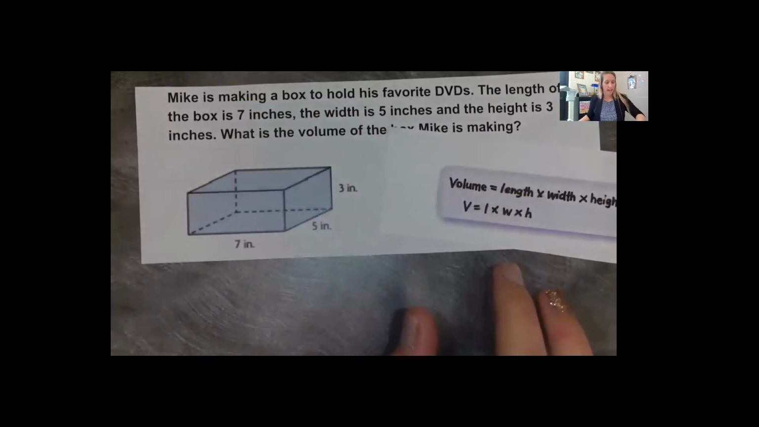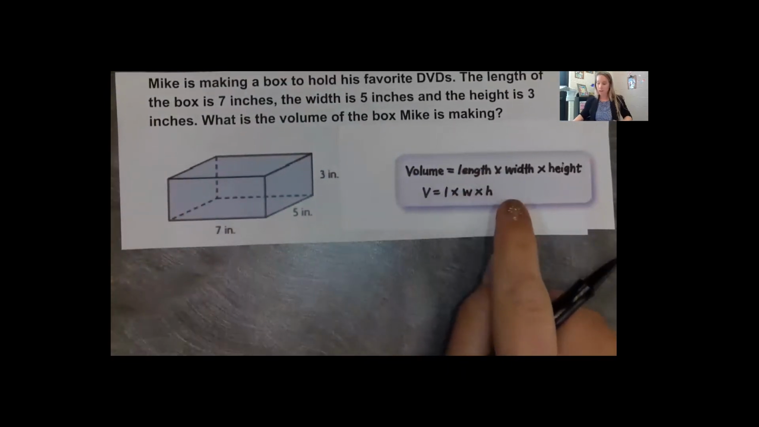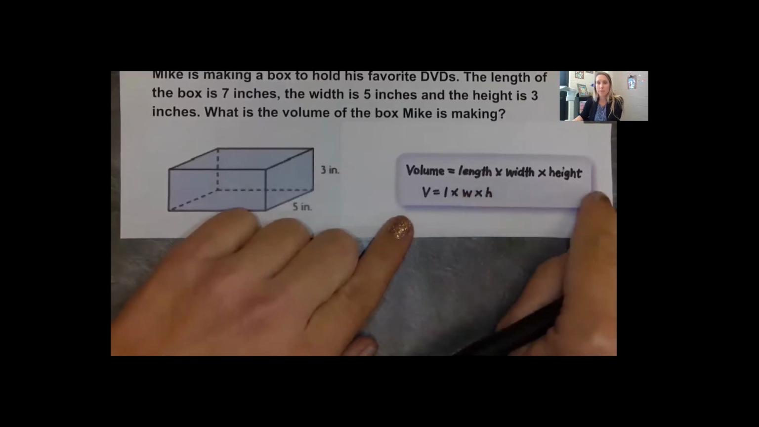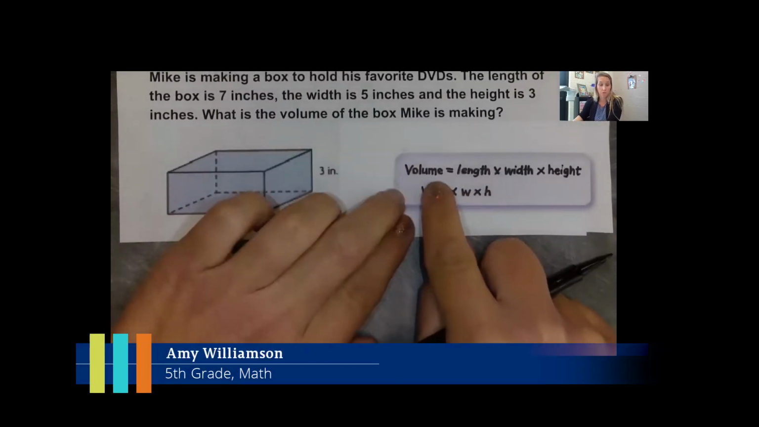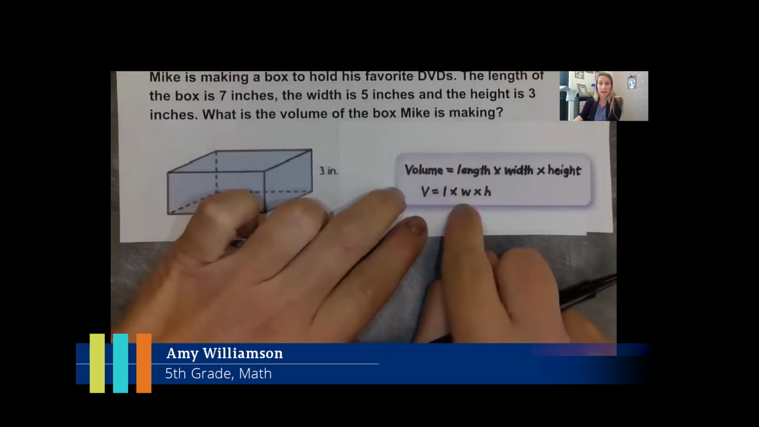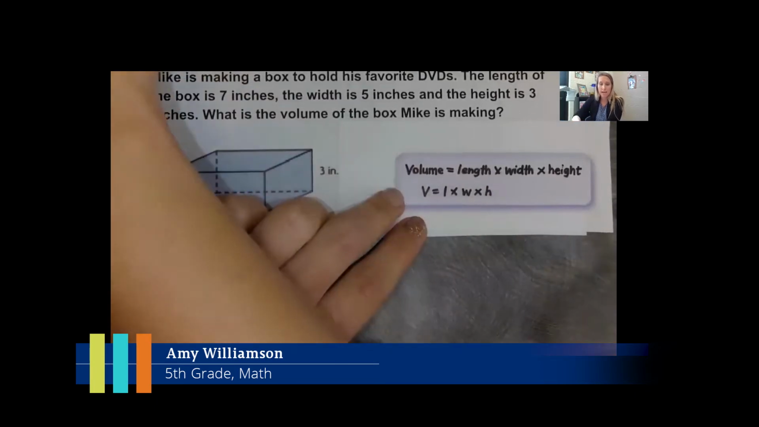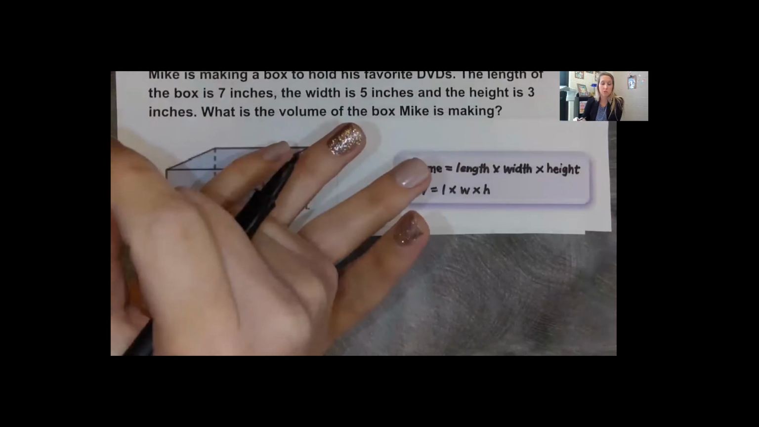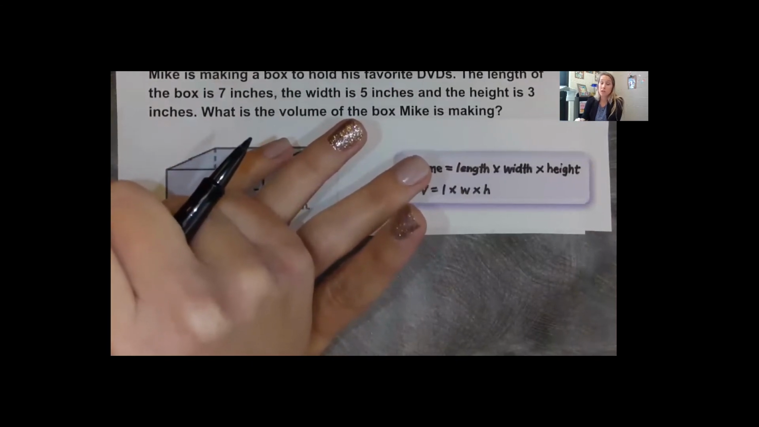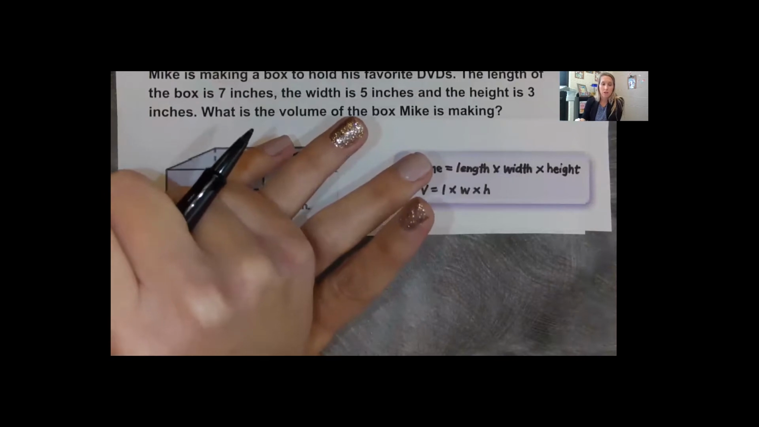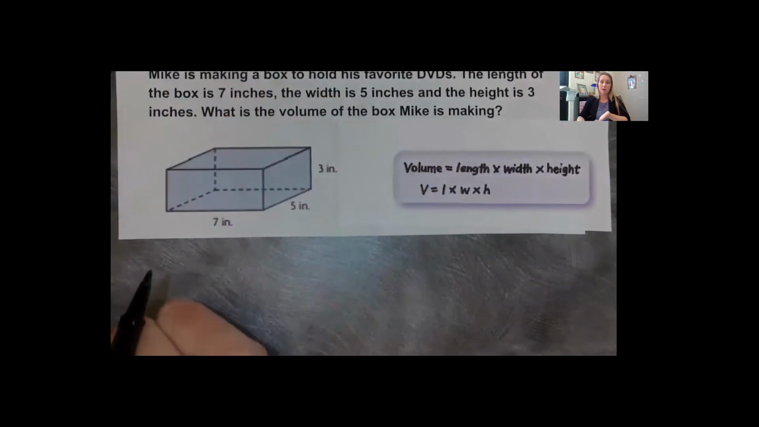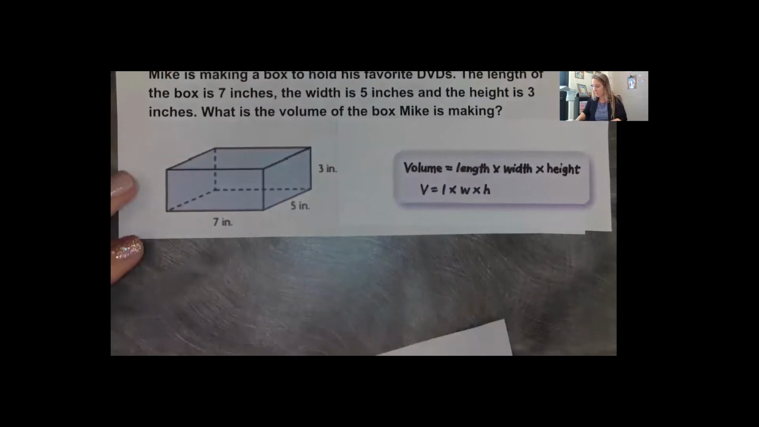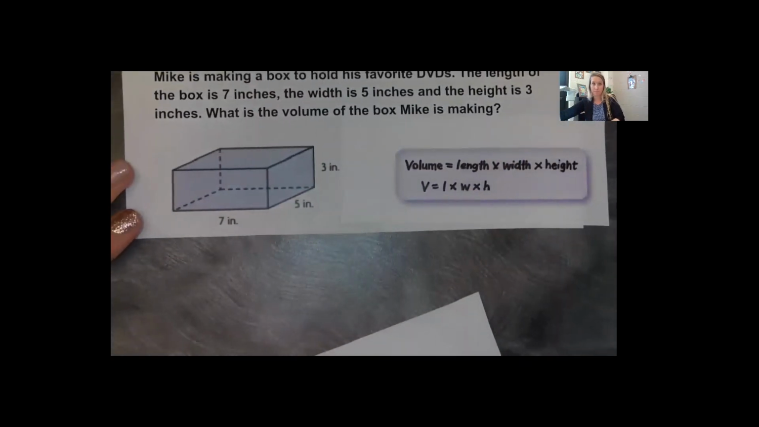This formula says volume equals length times width times height, or V for volume, L for length times W for width times height, H. Now, because of the commutative property, the order in which we multiply the dimensions will not matter, but labeling the dimensions can help us clarify the formula. So the base of the prism, we usually consider the bottom of the prism, the length and the width, and we usually consider the vertical dimension, or the up and down, the height. So let's see if we can identify those for this problem.